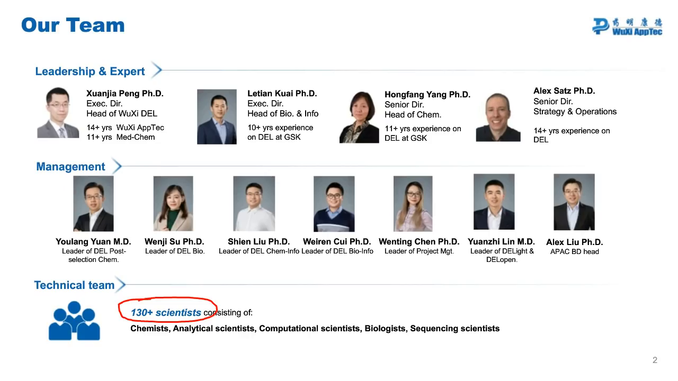Do you create unique DNA tags for each BB? How much are they different from each BB? So we create the barcode in a combinatorial fashion, in the same way that we're creating the chemical structure. So every building block is encoded by a unique tag sequence. Yes.